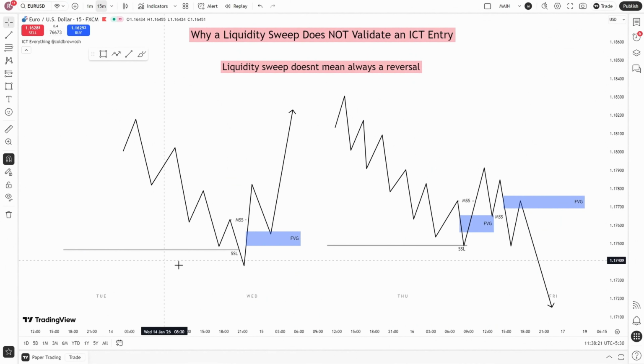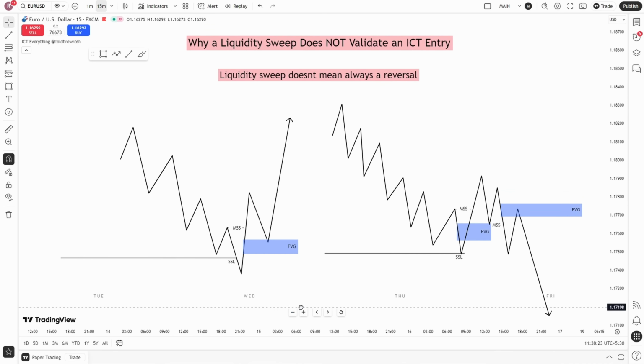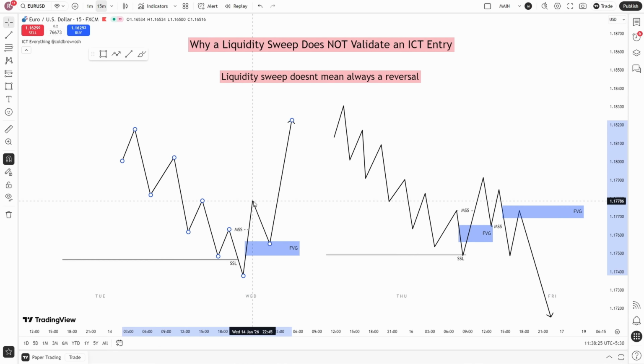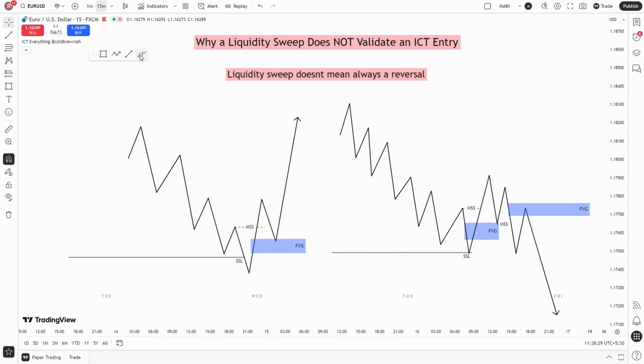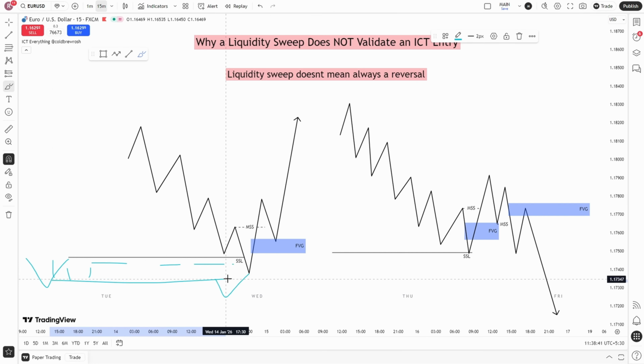First, let me slow this down and explain this diagram properly, because this is where most of the confusion around liquidity sweeps comes from. In the first example, what you're looking at is a clean and valid reversal scenario. We start with sell-side liquidity being taken. Price runs below these equal lows, stops are cleared, and weak sellers are removed from the market. But notice what happens after that liquidity is taken. We don't just assume reversal.